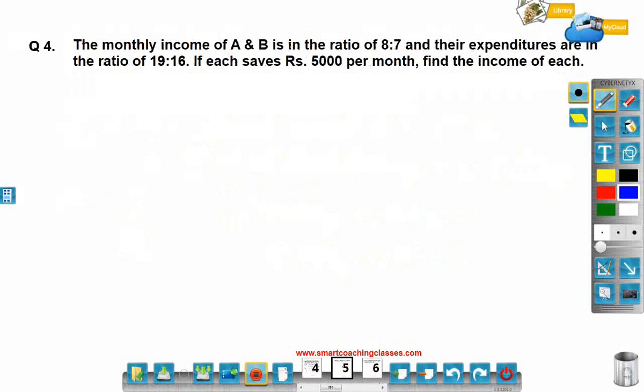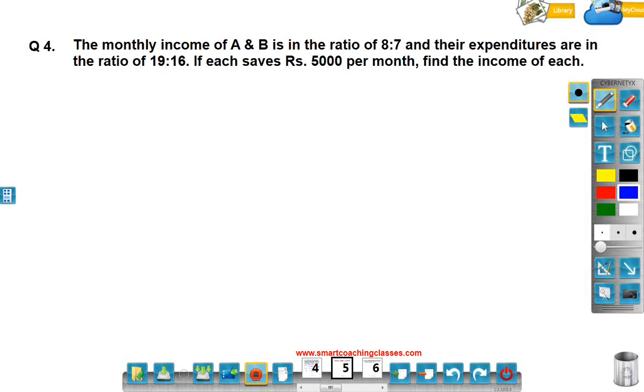Now this is an interesting question. Here it says the monthly income of A and B is in the ratio of 8:7. Okay, let's stick to this part only first. It's given in ratio, so we need to convert the ratio into something we can solve. So we will do that.